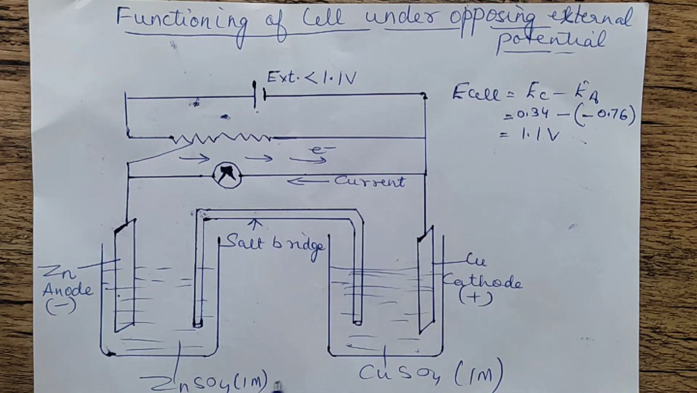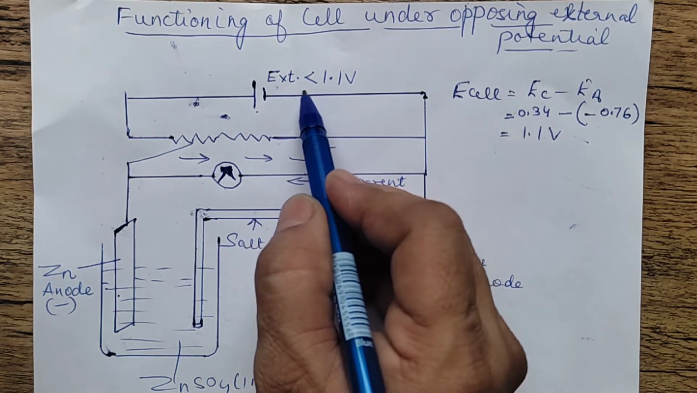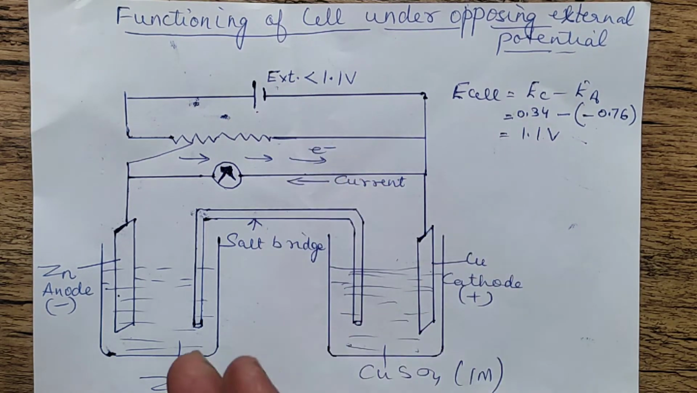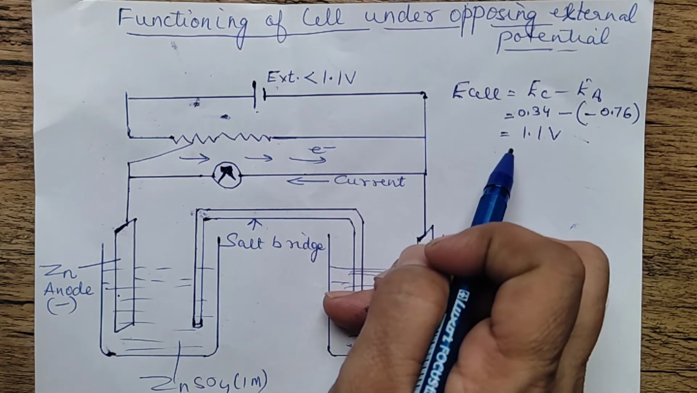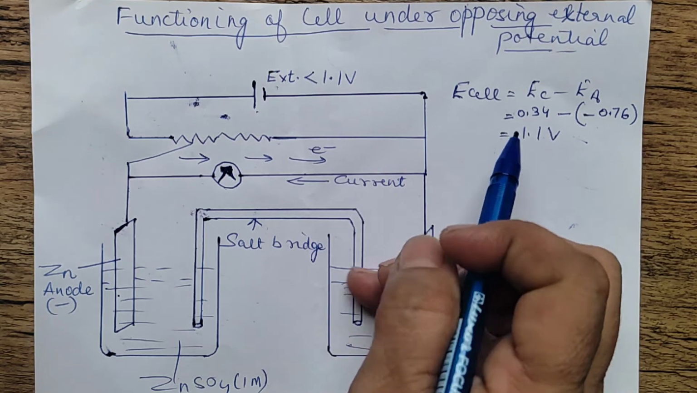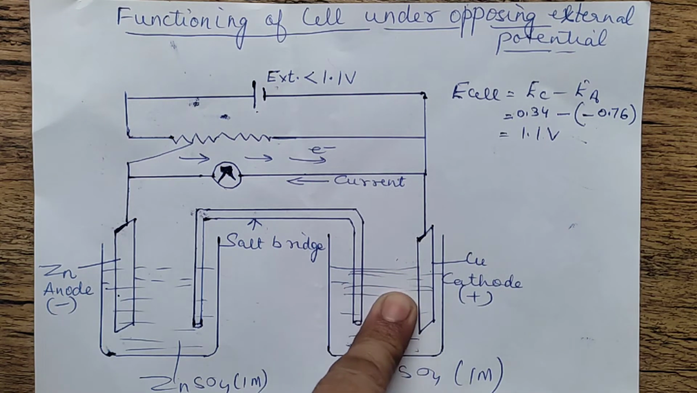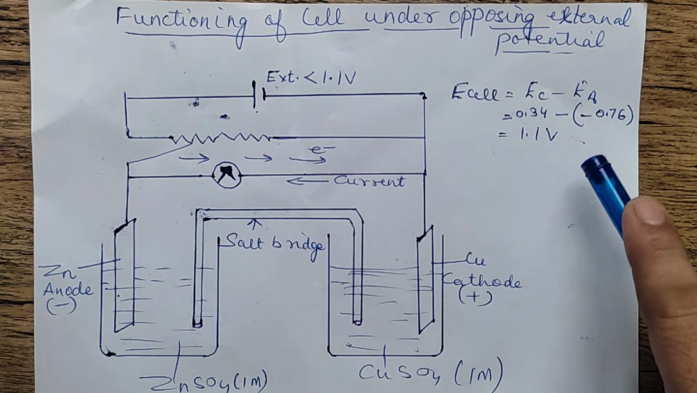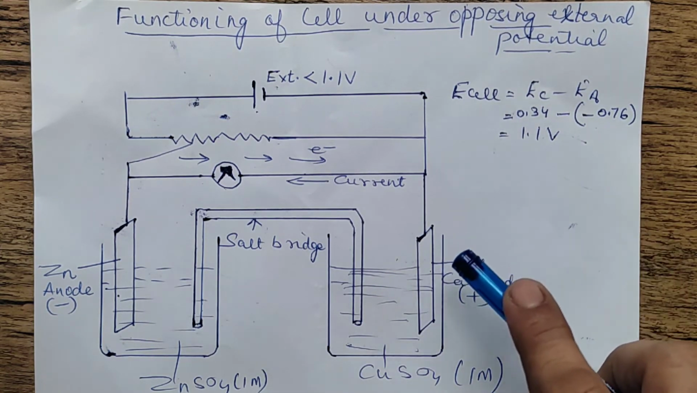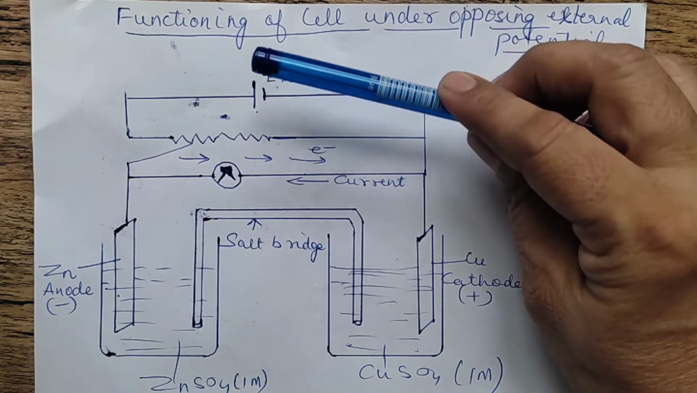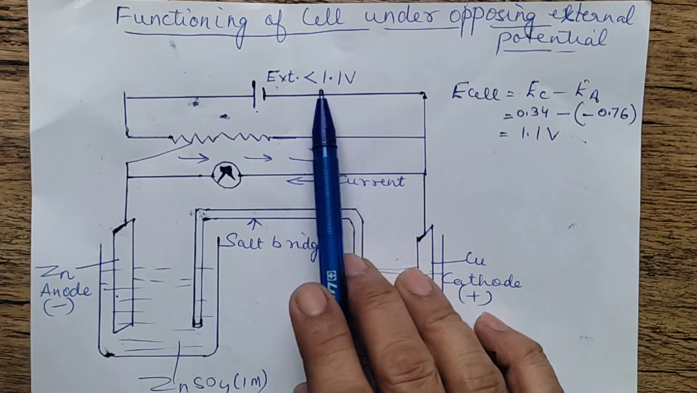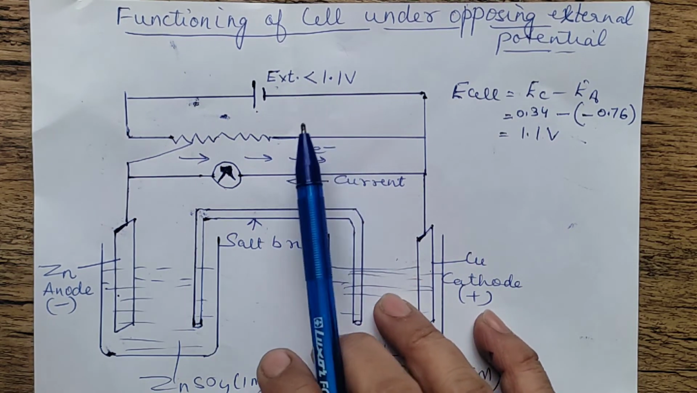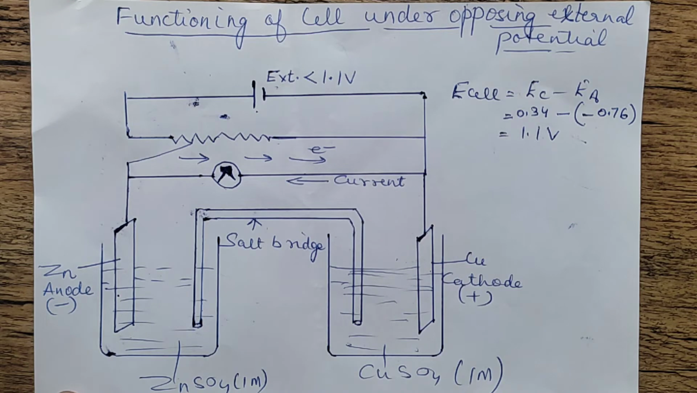Now this electrochemical cell is connected with some external potential. So I am considering three cases. In the first case, the external potential is lesser than 1.1. Why am I telling you 1.1? Because we are talking about zinc and copper, of which the cell potential is 1.1. That's the normal one, in case this is not connected. Now if you connect the external potential with a potential lesser than 1.1, then the normal process will occur.